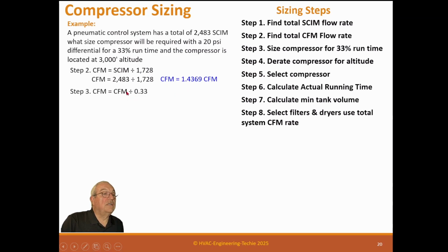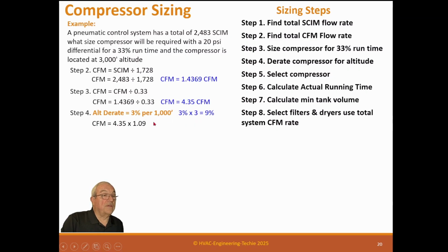CFM, we're going to step 3, size of compressor for 33%. So it's 1.43 divided by 0.33, which means we have to have a compressor to do 4.35 CFM to be able to do 33% run. Step 4, altitude rate is about 3% per 1,000 feet. So we have 3 of those, so we're at a 9% increase. So the CFM of a compressor 4.35 times 1.09 equals a compressor at 4.74. So we need to be able to do 4.74 CFM at pressure.